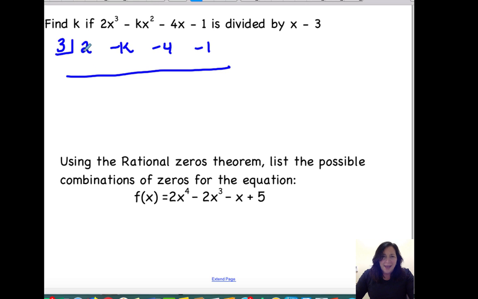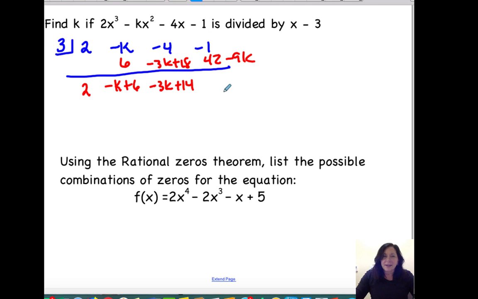So what we're going to do is add down, so there's 2, and multiply across. And then we're going to add down, so that's negative k plus 6. And then we're going to multiply across, and so we're going to get negative 3k plus 18. And then I'm going to add down, and so I'm going to get negative 3k plus 14. And then I'm going to multiply across. So I've got 14 times 3, so that's 42. And then negative 3k times 3 is negative 9k.